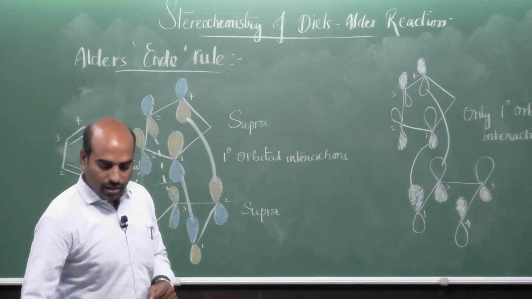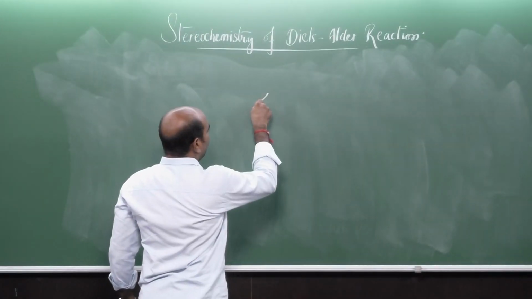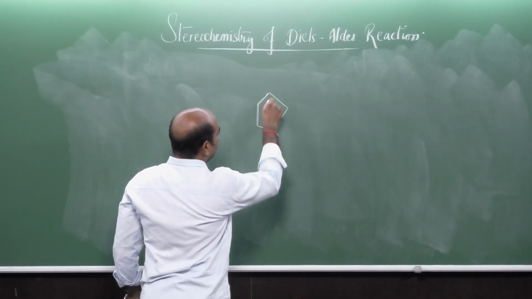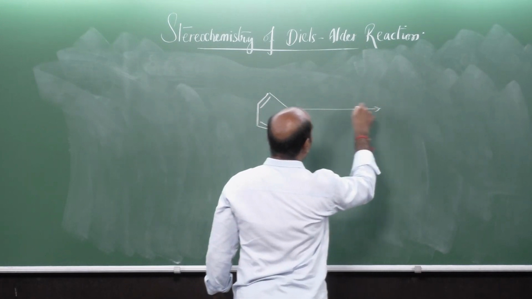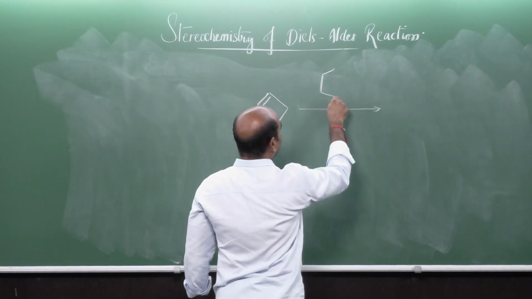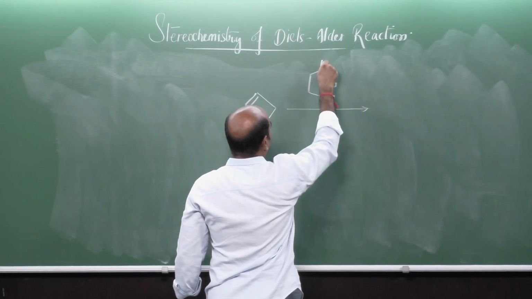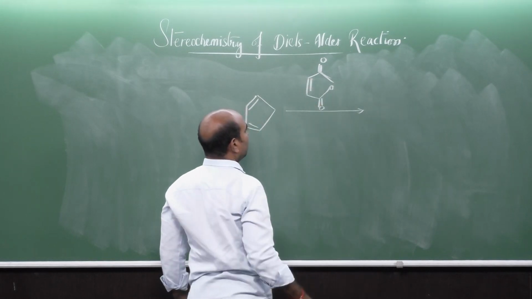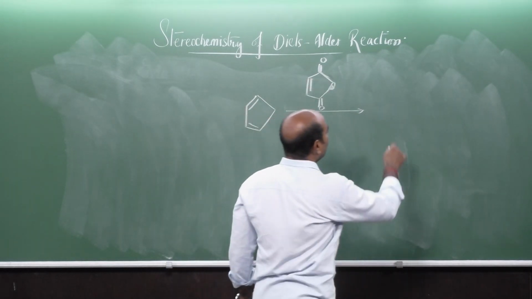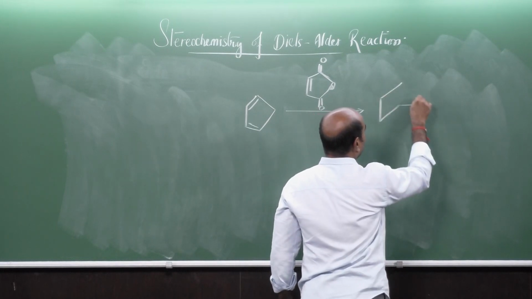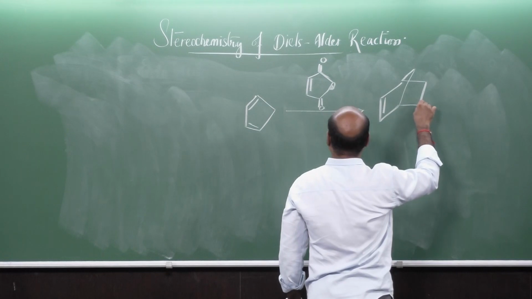So, we will see a few examples very quickly. Let the cyclic diene molecule be the common one, and if you make this molecule react with the maleic anhydride double bond, which is a dienophile, a very good dienophile, right. So, you will be able to see two different isomers.